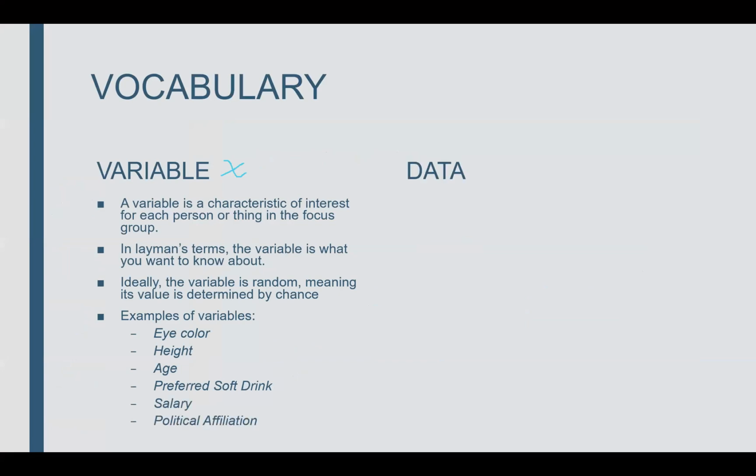Okay, the next word or the next vocabulary that you need to learn is data. Data is the actual responses. Okay, if the eye color is what you want to know about, then the data is the responses. Like you have blue eyes, green eyes, brown eyes. In the case of my husband, you have one brown and one green. He has two different color eyes. So the data is the actual responses or the values that you get for that particular variable.